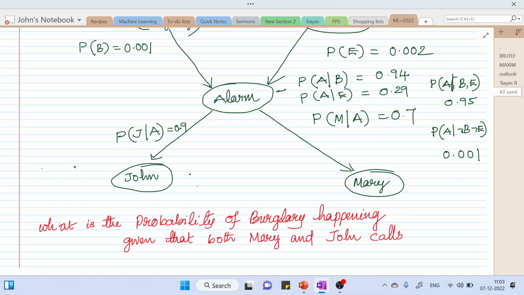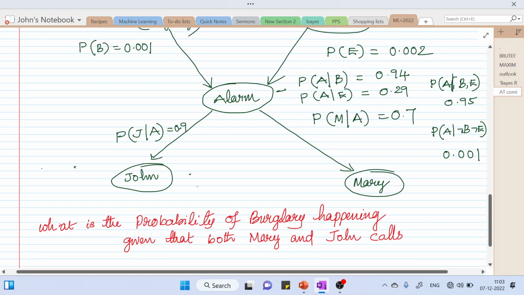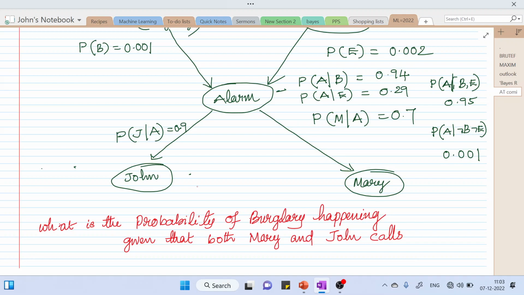Both have called. So is it 100% sure that if both have called there is a burglary? When they hear the alarm they call. Sometimes loud music, he may miss the alarm. Sometimes other sound, he may assume it as alarm. And the alarm may be raised because of the earthquake also.